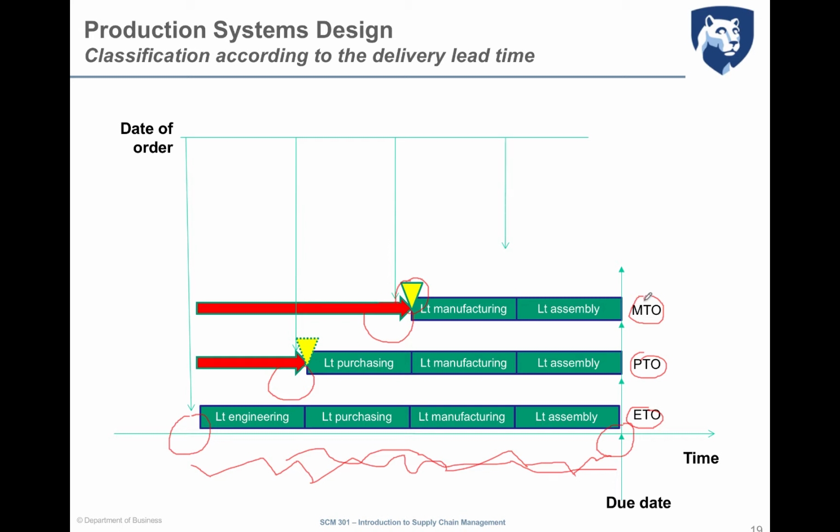Fourth case, there are industries in which not only the date of the order comes after engineering and purchasing, but comes so late that you still have to manufacture the product. So the first case is in which the date of the order is here, and not only should you have designed the product and purchased material, but you should have also produced the main components to realize the final product.